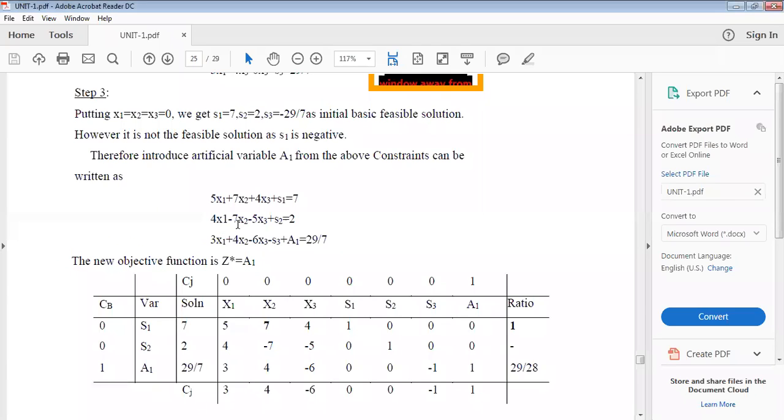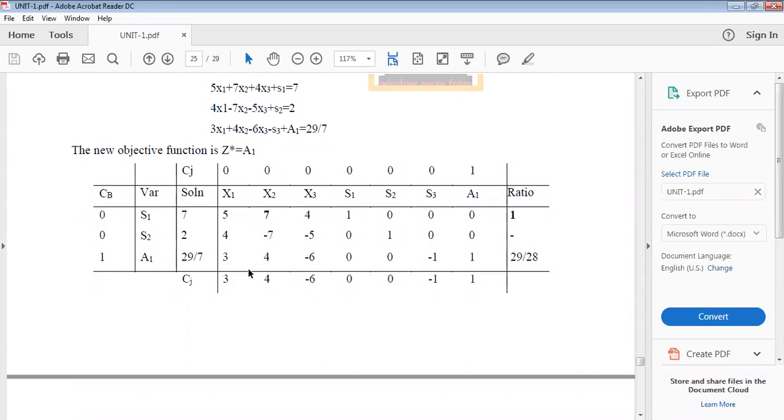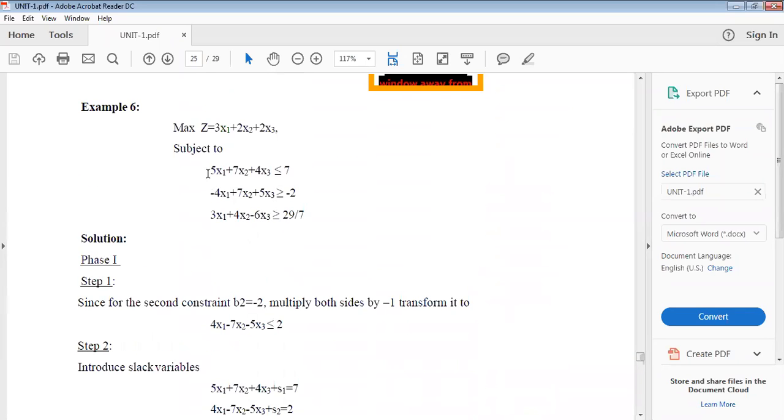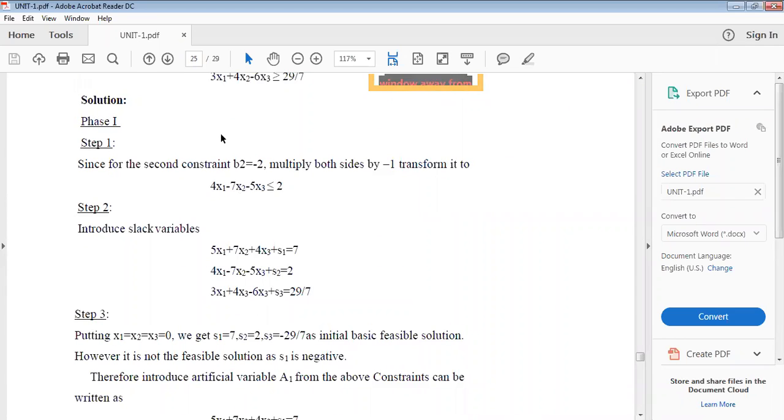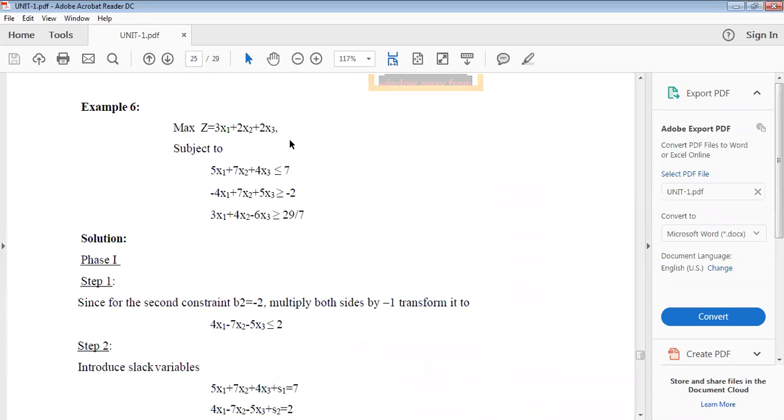Next comes 4, minus 7, minus 5, and automatically 2. Then 3, 4, minus 6, and automatically it is coming as 29 by 7. So like this we have formulated it, and this is minus S3 plus A1. S1 is 0, S2 is 0. So in this case, the peculiarity is that the objective function 3x1, 2x2, 3x3 is there, but for that we are mentioning 0 S1, 0 S2, 0 S3, and finally A1.